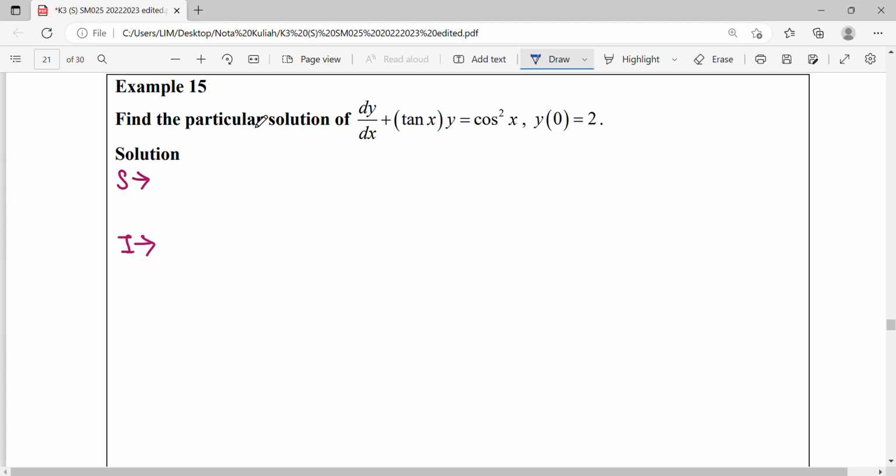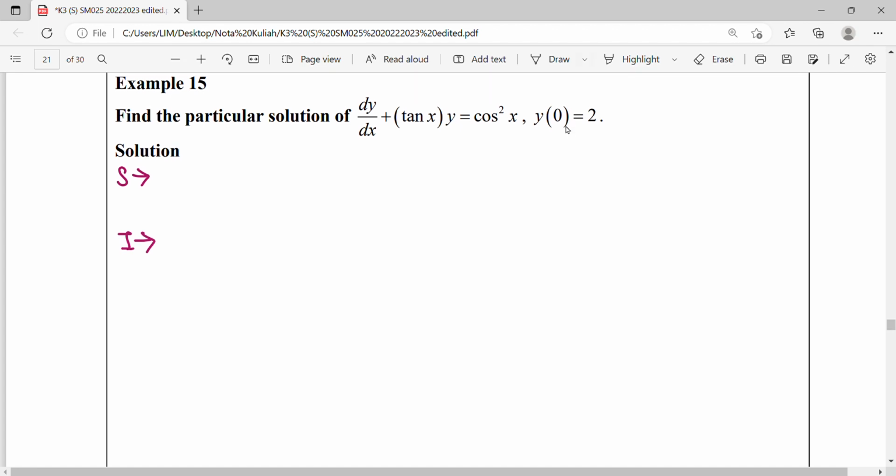Find the particular solution for this DE, where you can see y in the bracket equals 2. So this means x equals 0, y equals 2. Alright, y in the bracket means the value in the bracket represents the value of x, because your equation here is in terms of y and x only. So y equals 2, x equals 0.